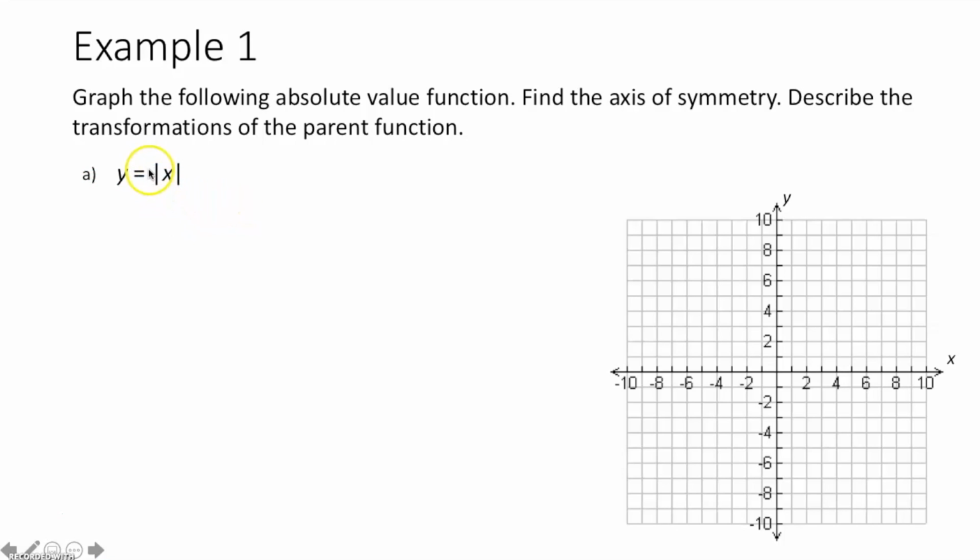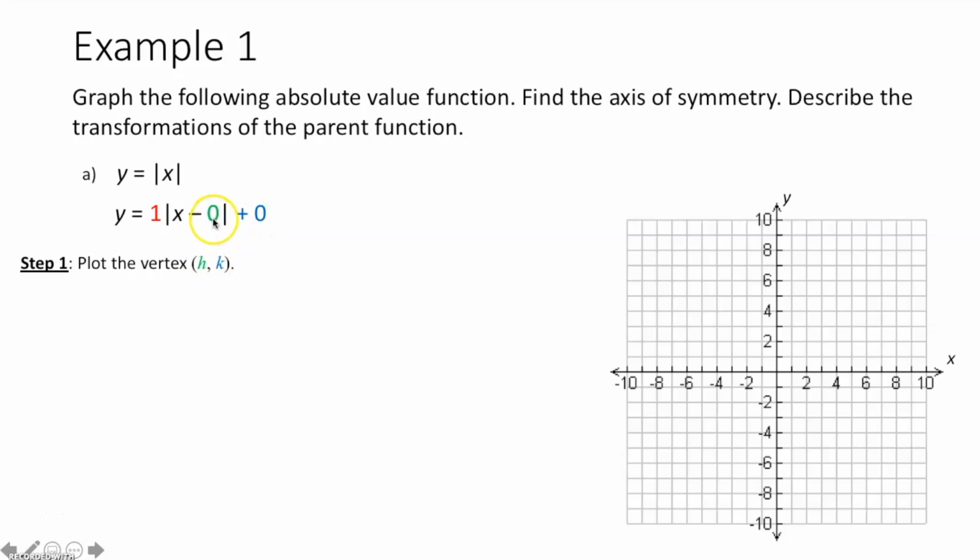My a value, since I don't see anything here, it's actually equal to 1. If it was equal to 0, then it would just cause the whole thing to equal 0. So that one is actually 1. The other ones, if you don't see your h value or your k value, those are 0. But your a value, if you don't see, that means it's 1. Now I have my a, my h, and my k, so I'm ready to graph.